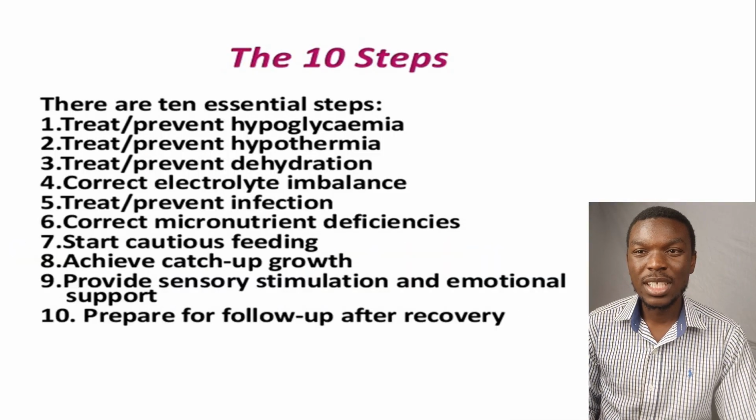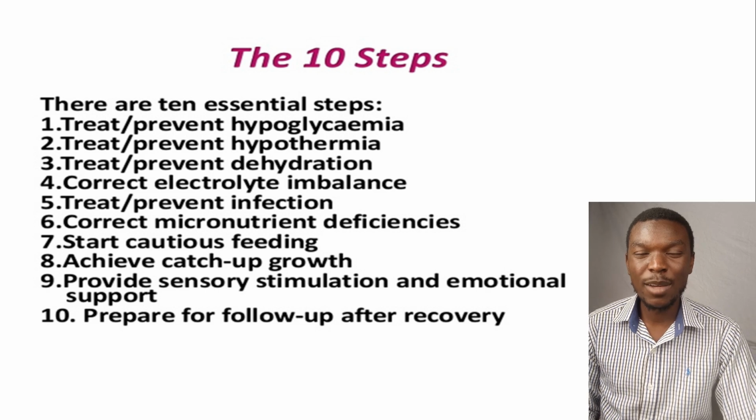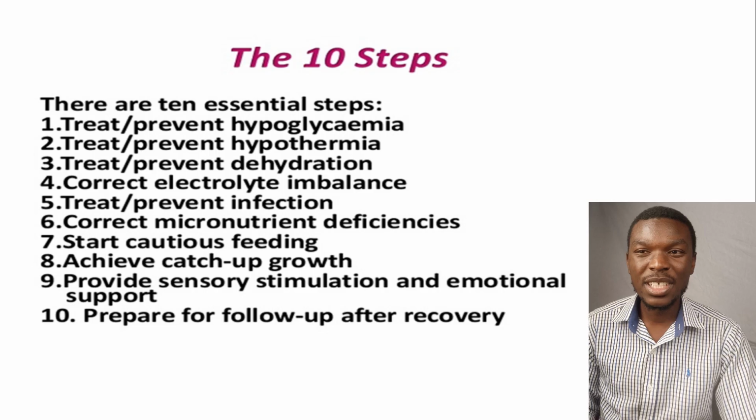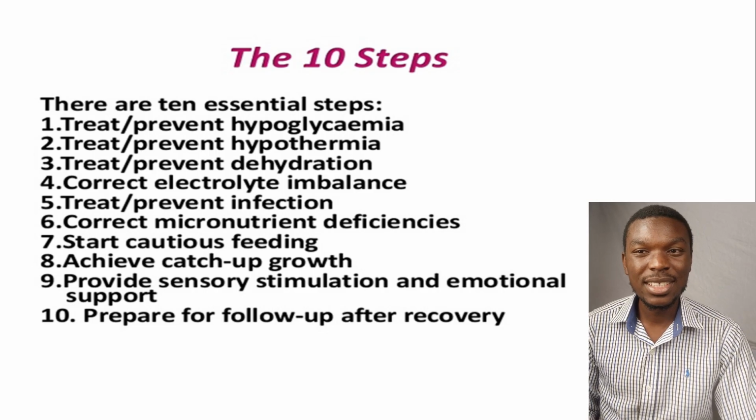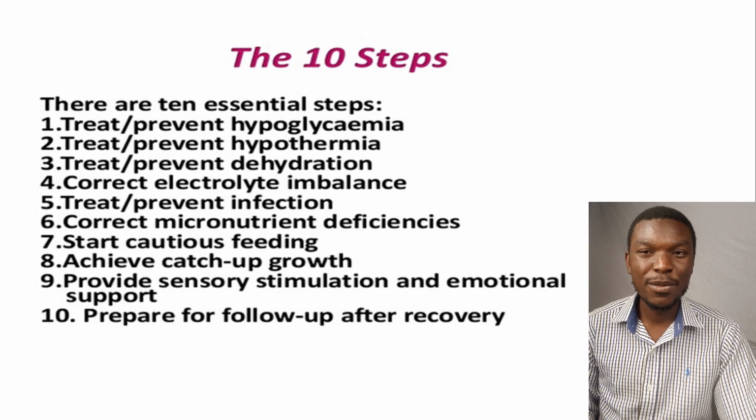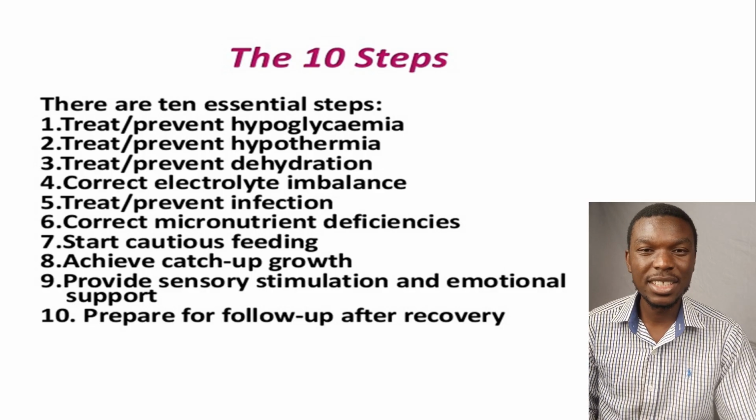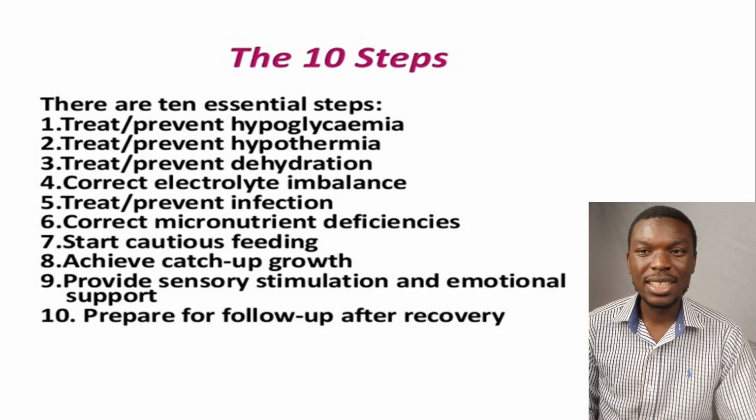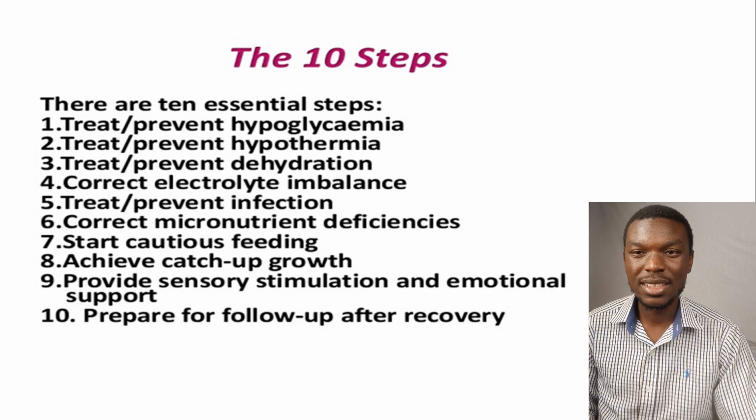The first one is to treat and prevent hypoglycemia. The second one, treat, prevent hypothermia. Then the third one, treat, prevent dehydration. Number 4, we have to correct the electrolyte imbalance. Number 5, we'll treat and prevent infection. Then number 6, correct malnutrition deficits.